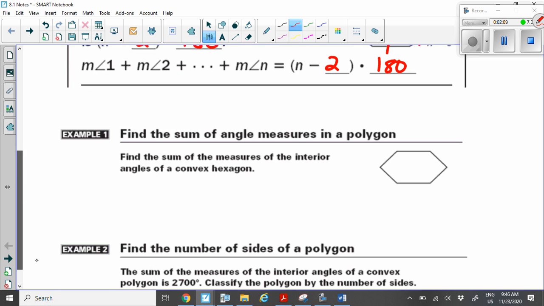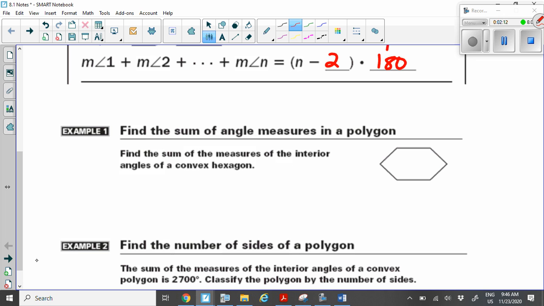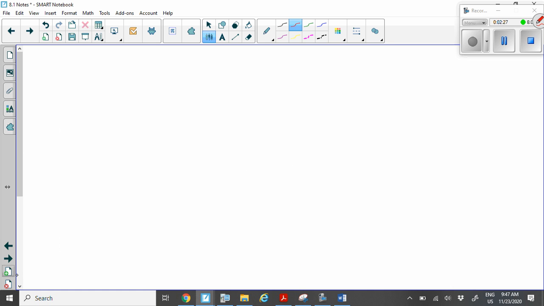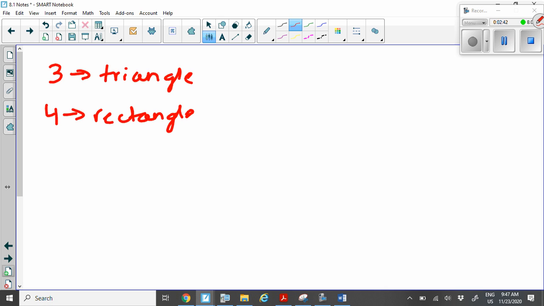Okay, let's do our first one. Find the sum of angle measures in a polygon. So the sum of the measures of the interior angles of a convex hexagon. Now, there are going to be some words that you will need to know, so let's go over those for right now. We know that when we have three sides, that is called a triangle, right? When we have four sides, that can be a rectangle or a square. I think those you definitely know.